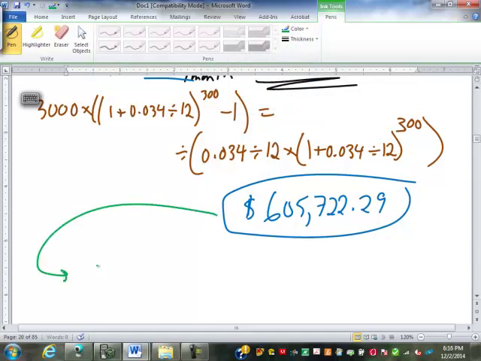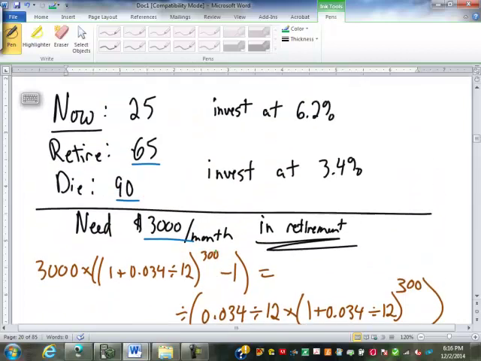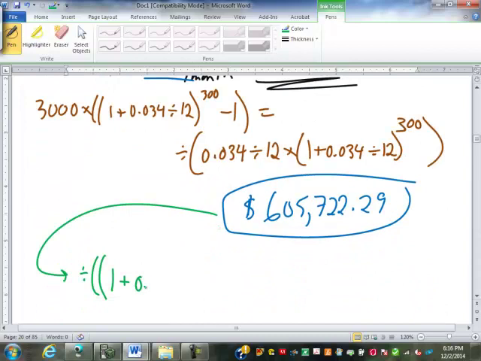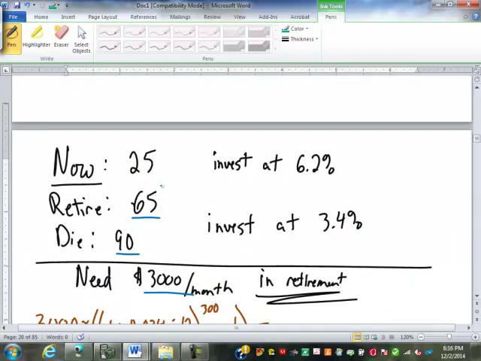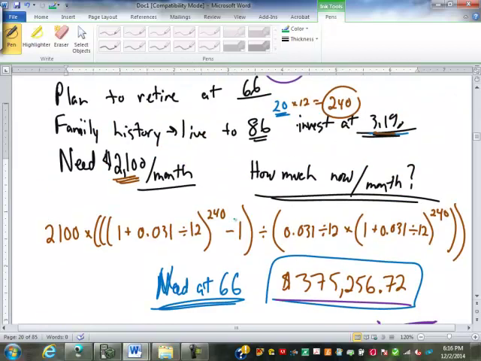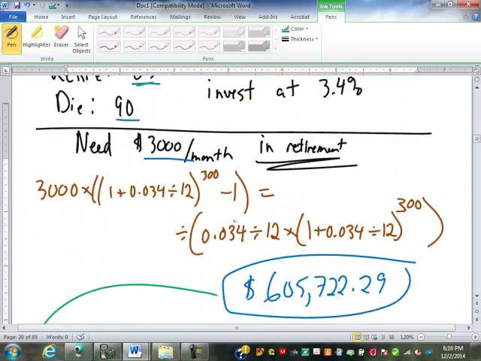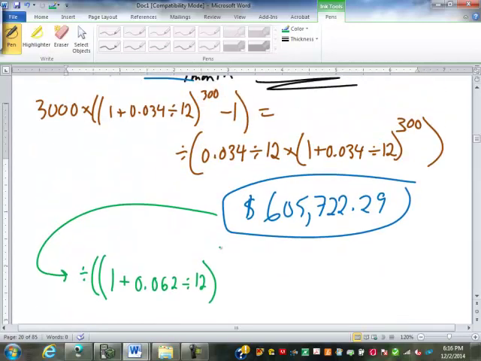Now we're going to put that number back in to figure out how much we have to put in. So it's going to be divided by 1, 2. Again, I'm going to use the formula for those that have to break it into 2 pieces. So it'll be 1 plus, now our rate is 6.2% while we're investing. So 0.062 divided by 12 to the power of, now that is 40 years between 25 and 65. So we're looking at 40 years of investment. So 40 years is 480 months, minus 1, close, equals.